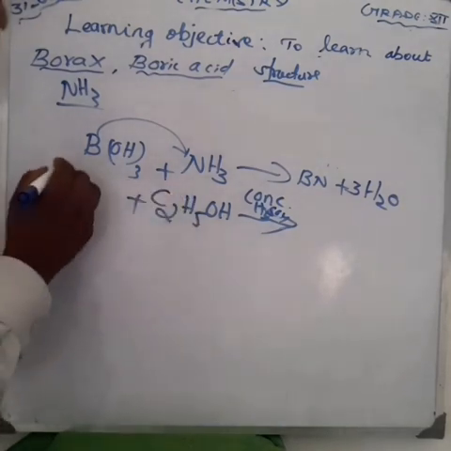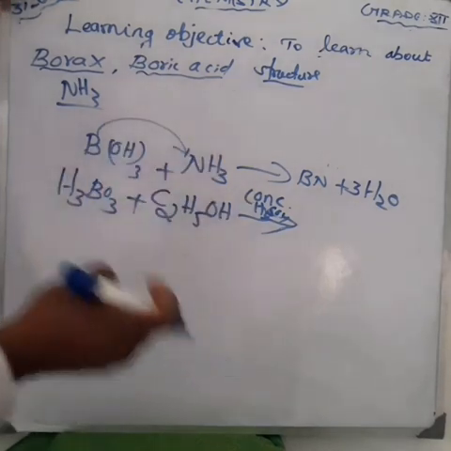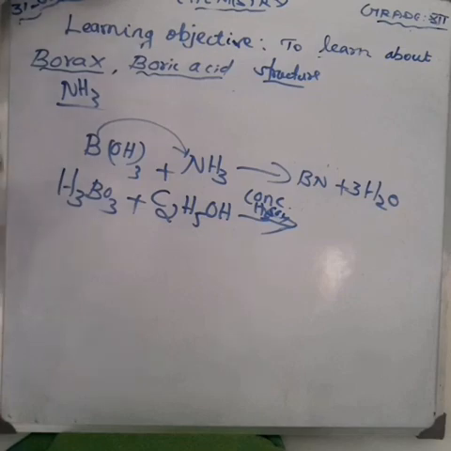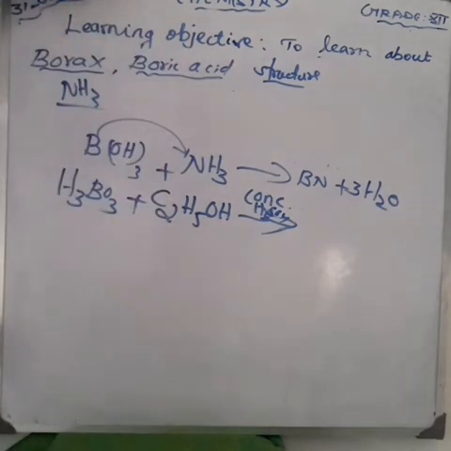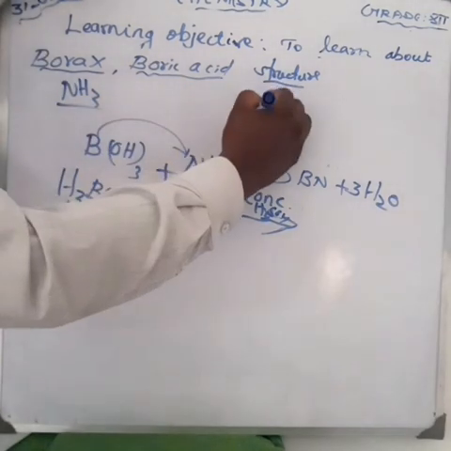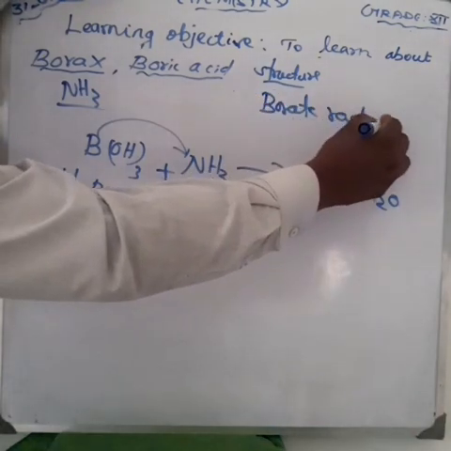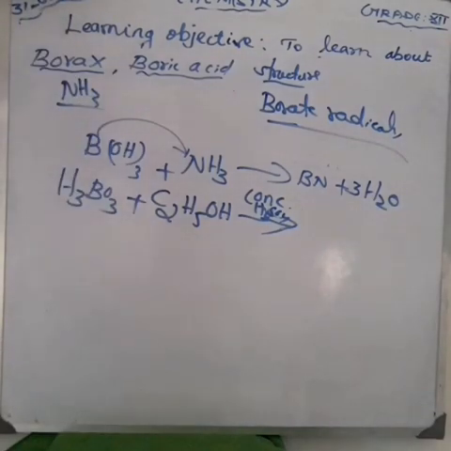Am I right? The vapor of this ester burns with a green edge flame. And what is the use of this reaction? To identify the presence of borate radicals. This reaction is used to identify the presence of borate radicals. Very, very important. Try to learn the equation. Chemistry means equation. Okay, try to learn the equation day by day. Try to balance the equation.